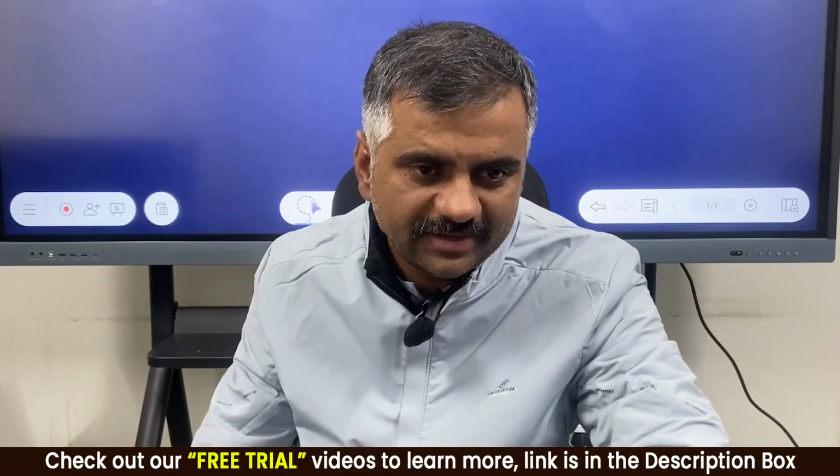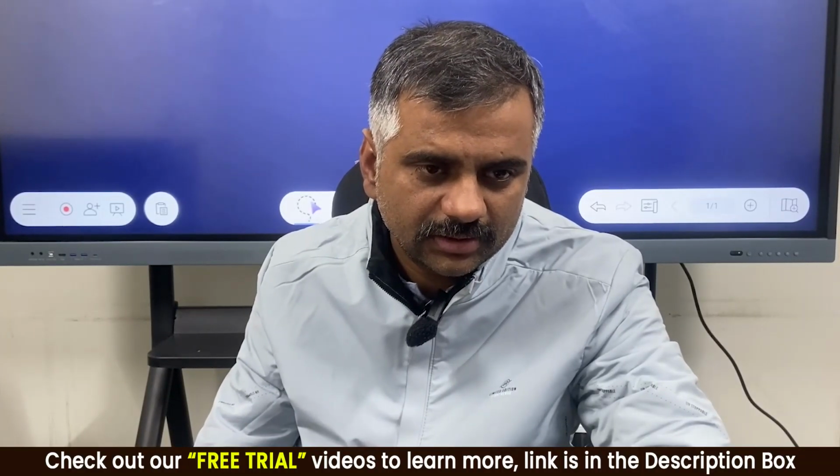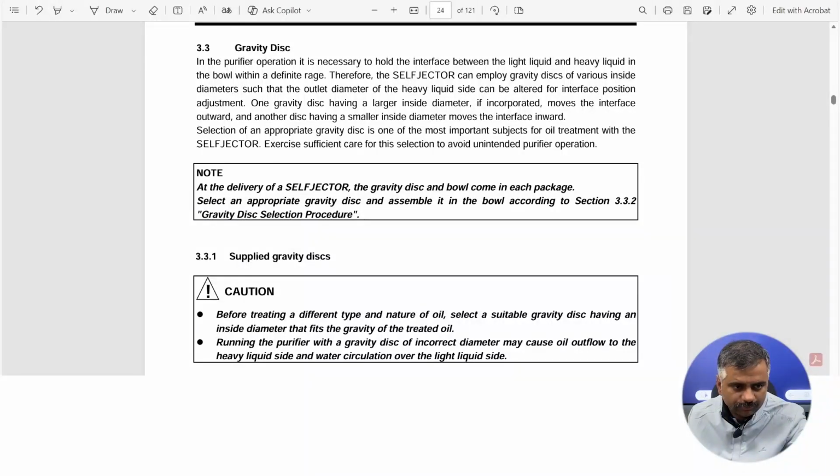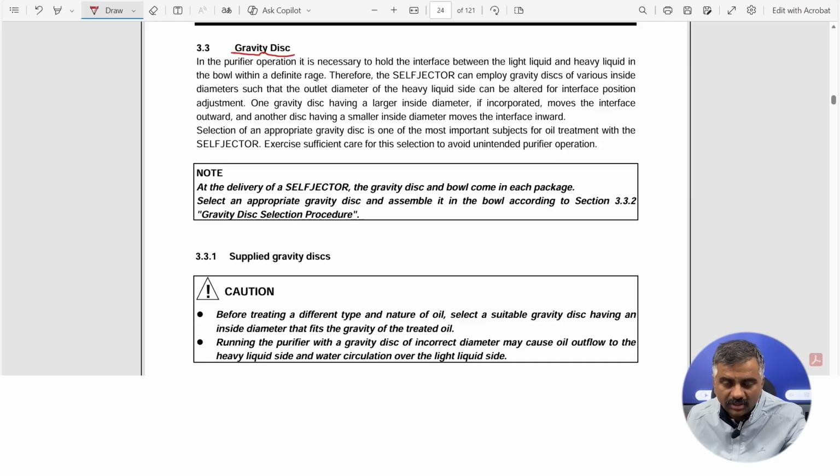Okay, so the gravity disc is very important for purifier operation, as it is the one which holds and maintains the interface or the boundary between the two layers, the heavy liquid and the light liquid, necessary to hold the interface between the light liquid and heavy liquid in the bowl in the definite range.